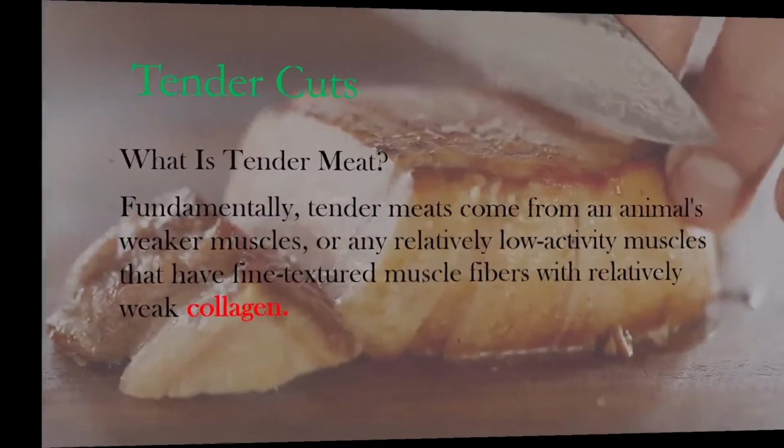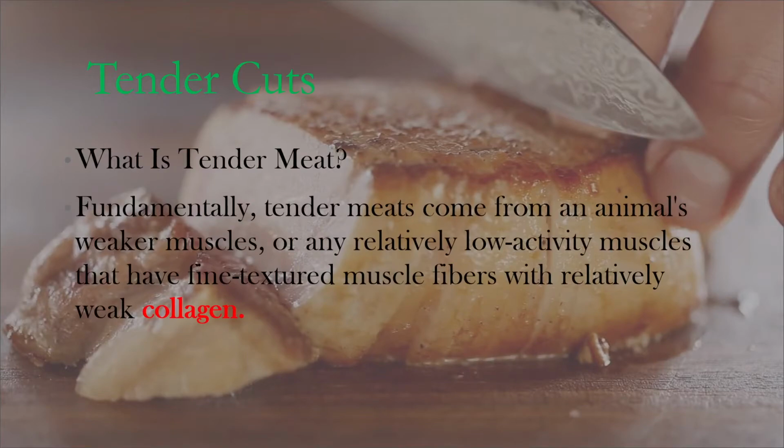Next, we have the characteristics of the different types of meat. We have the tender cuts, less tender cuts, and tough cuts. So, tender cut. So, what is tender meat? So, fundamentally, tender meats come from an animal's weaker muscles or any relatively low activity muscles that have fine textured muscle fibers with relatively weak collagen.